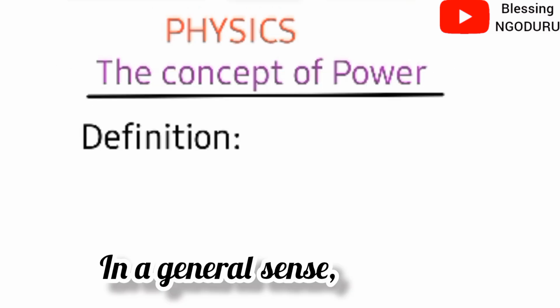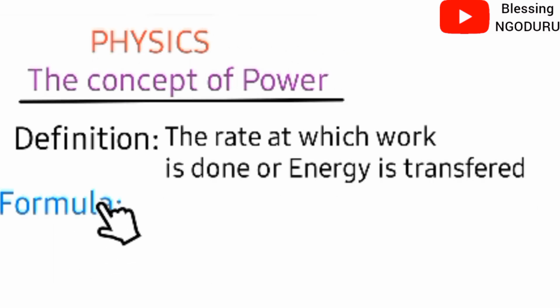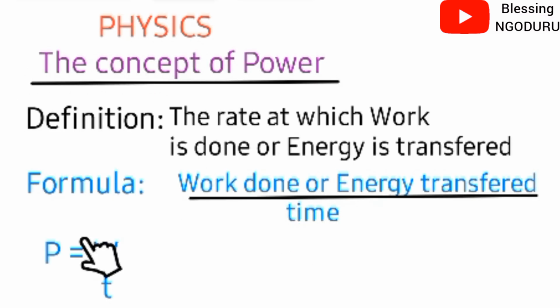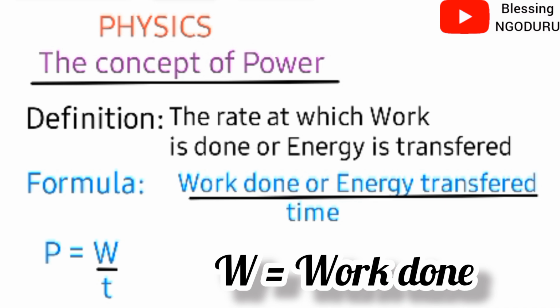In a general sense, power is the rate at which work is done or energy is transferred. Now let's look at the formula for power. Since we define power to be work done or energy transferred, the formula is work done or energy transferred divided by time. That is the rate at which work is done. Therefore, power is equal to work done over time, where P is the power, W is the work done, and T is the time.